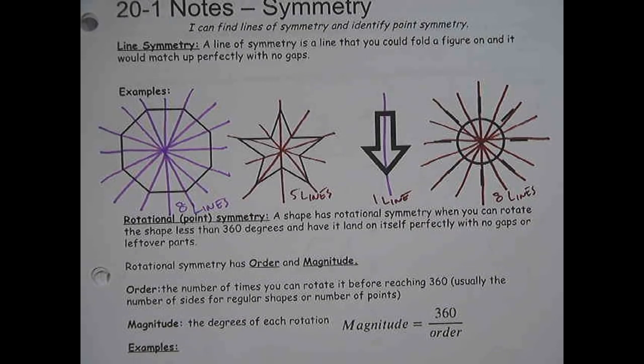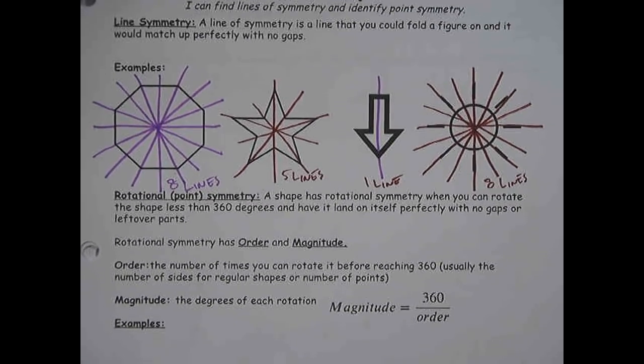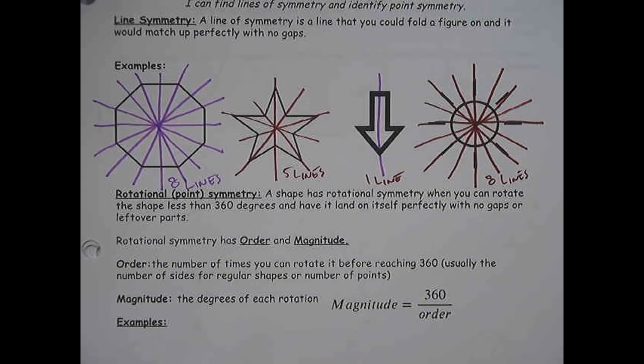The other kind of symmetry that we have is rotational or point symmetry. A shape has rotational symmetry when you can rotate the shape less than 360 degrees and have it land on top of itself perfectly, look the same as it did before, with no gaps or leftover parts.